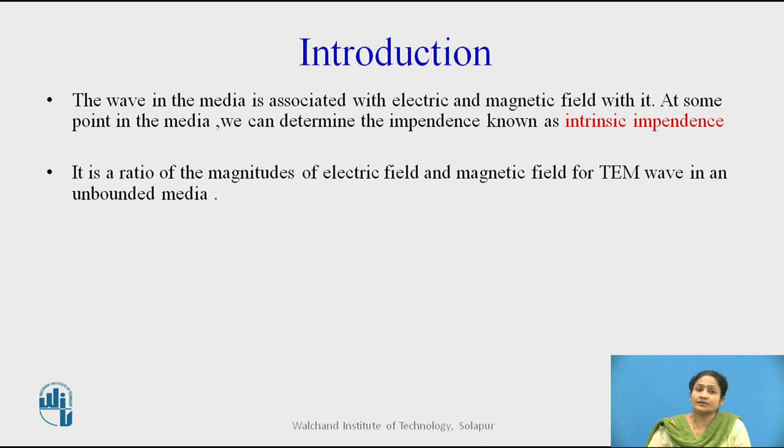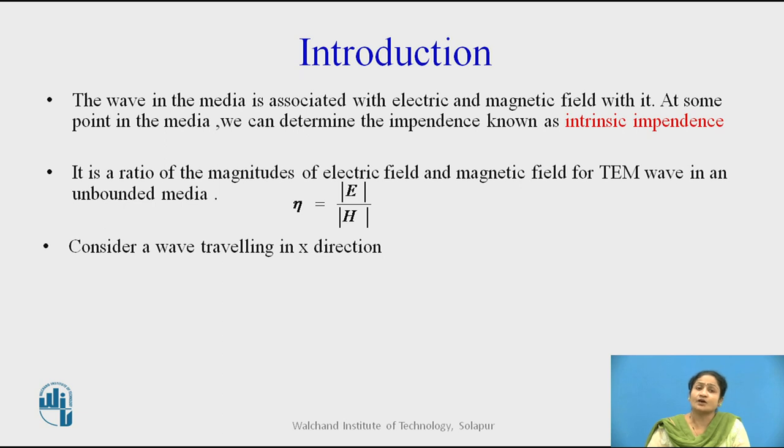This intrinsic impedance is nothing but the ratio of the magnitude of the electric field and the magnitude of the magnetic field for a transverse electromagnetic wave in an unbounded media, which is mathematically given as eta, which is equal to the ratio of the magnitude of the electric field E to the magnitude of the magnetic field H.